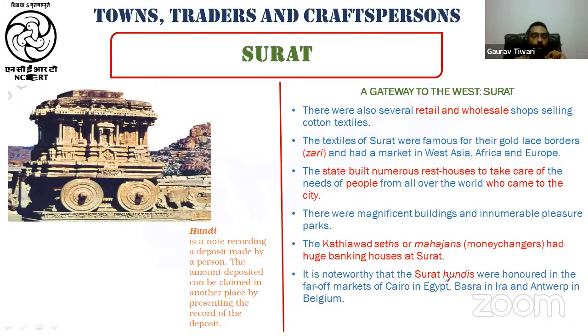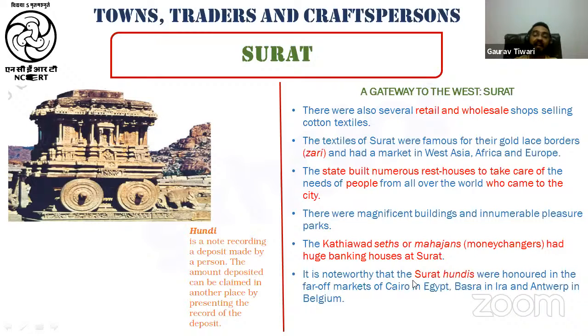That is, Surat की जो हुंडी हुआ करती थी, ये दूर दूर के मार्केट तक फेमस थी and they were accepted there. और ये कितने दूर दूर तक फेमस थी? They were famous in Cairo. Cairo is in Egypt. Basra, which is in Iraq, and Antwerp, which is in Belgium.